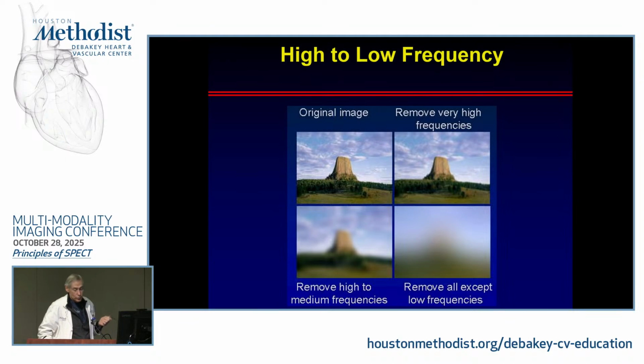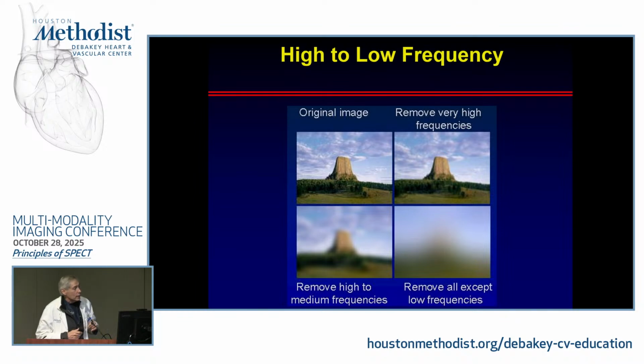So here's a frequency of a little mountain. You can see the original image on the left. You can see removing only the very high frequencies. You can still say, it's pretty good. It's not too bad. Now we go and we remove the high to medium frequencies in the bottom left. You can say, well, I can still see there's a mountain, but can't see a lot of detail. And then you remove all except the low frequencies, and now it's a blur, a total blur, okay?